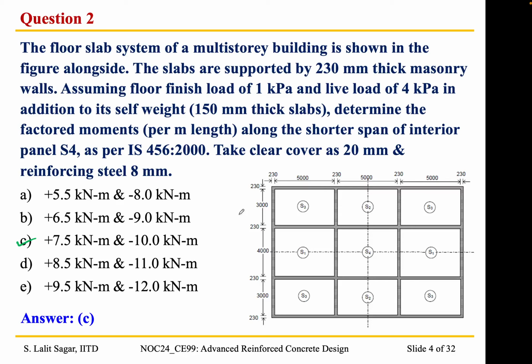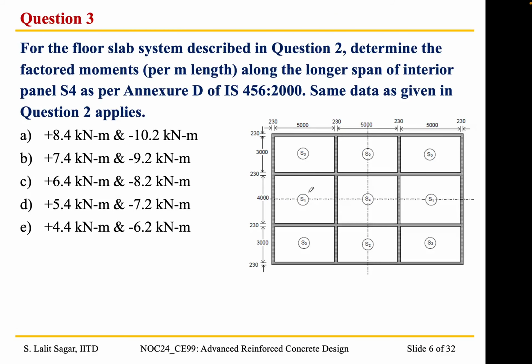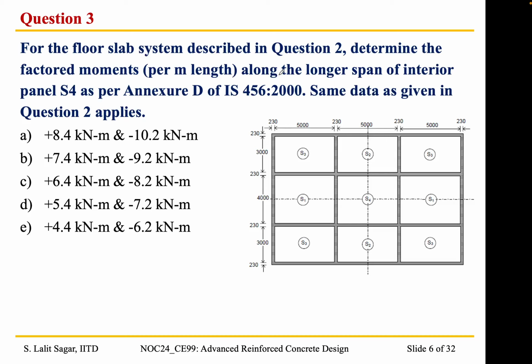The third question is also based on the same floor slab system. Here is the problem. In the earlier question, we determined the factored moments along the shorter span. Now in this question, it is required to determine the factored moments along the longer span. Kindly take 2 minutes and let me know what is the right answer. I will start solving the problem with you.